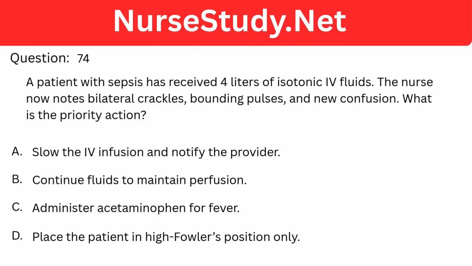Question 74. A patient with sepsis has received 4 liters of isotonic IV fluids. The nurse now notes bilateral crackles, bounding pulses, and new confusion. What is the priority action? A. Slow the IV infusion and notify the provider. B. Continue fluids to maintain perfusion. C. Administer acetaminophen for fever. D. Place the patient in high Fowler's position only.